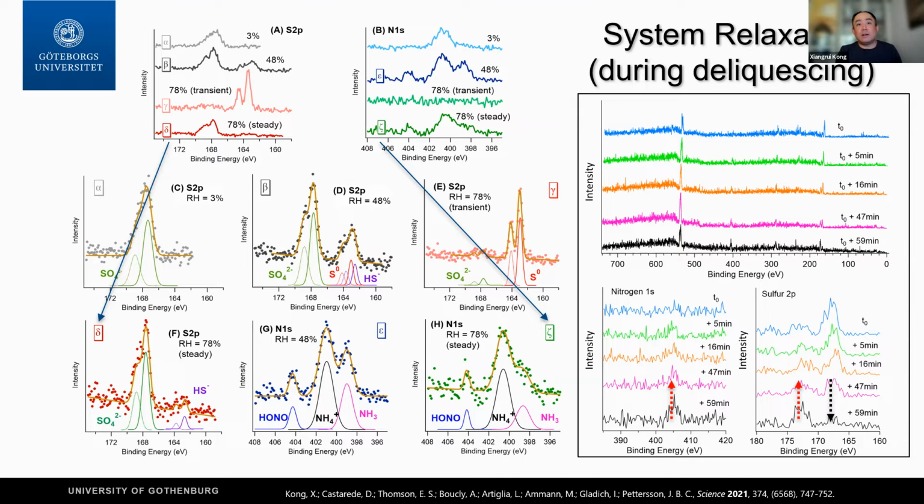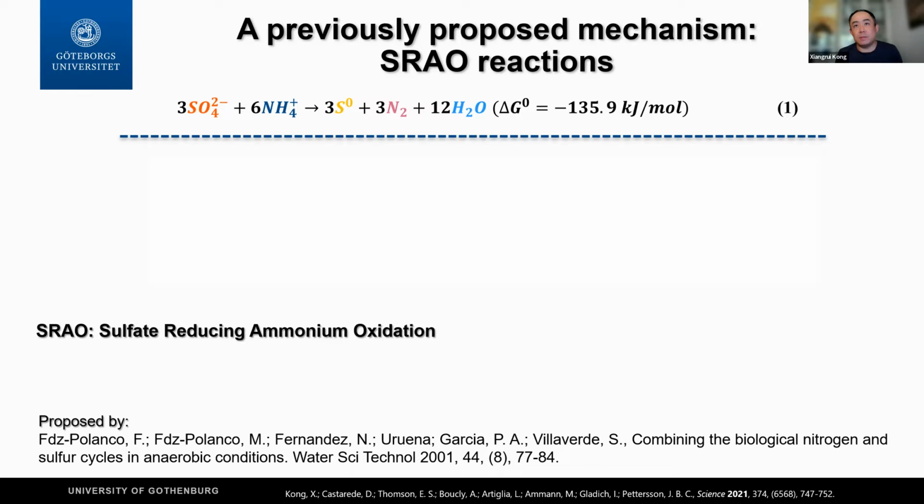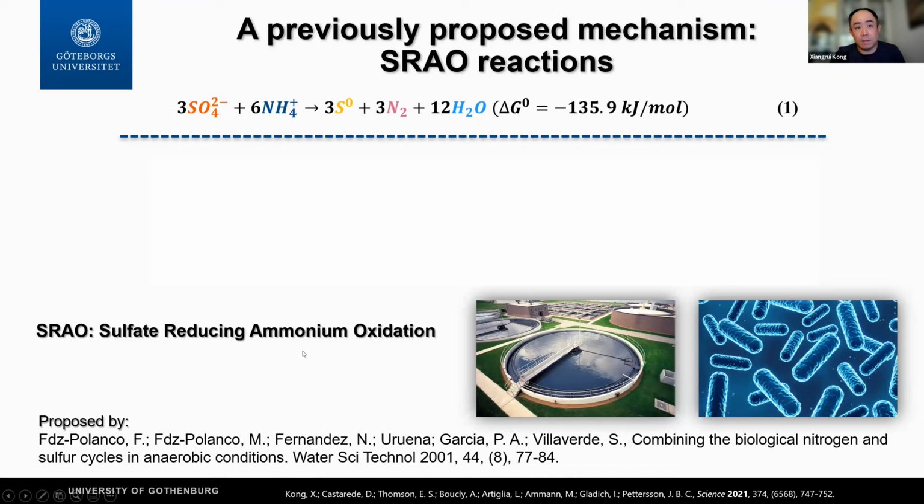Right, so we have all the species, and the question is how we fit them into one theory, one mechanism. And I'm going to show you this one. We were lucky, because this mechanism is what we found on the last day of the experiment. It was first proposed about 20 years ago, and all the species we monitored are included in this mechanism. So yeah, we were very excited. We thought there was very likely something to do with this mechanism, which is called sulfate-reducing ammonia oxidation.